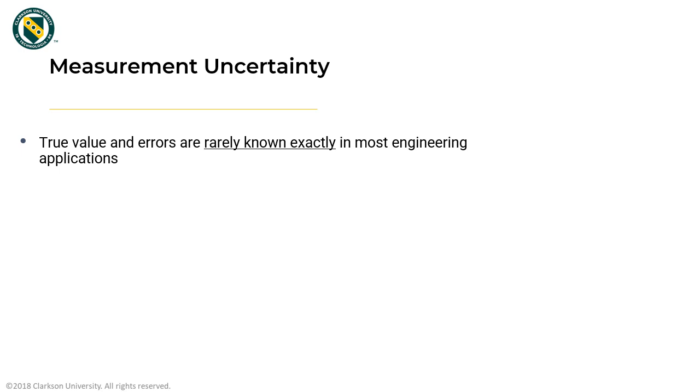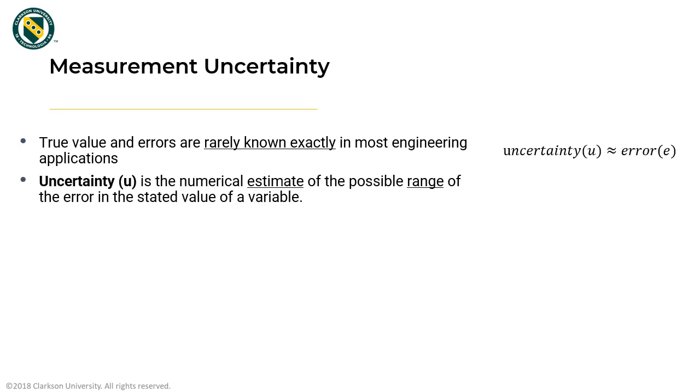A big challenge with these measurement error concepts is that both the true value of a variable and the actual measurement errors are rarely known exactly. But based on available information, an operator may feel confident that the error is within certain bounds, a plus or minus range of the reading. This range estimate is the uncertainty.